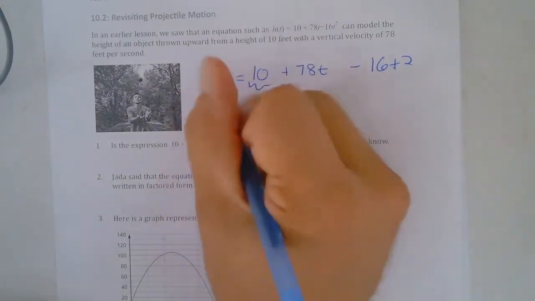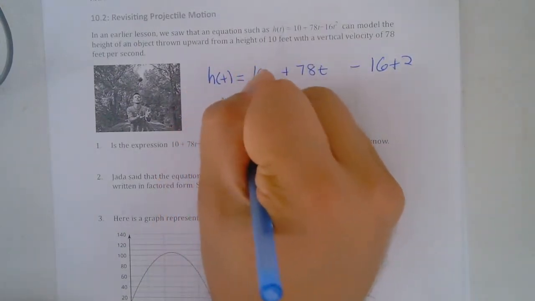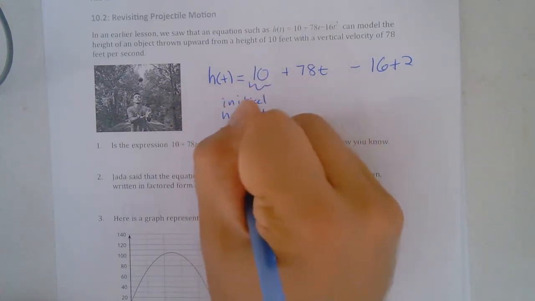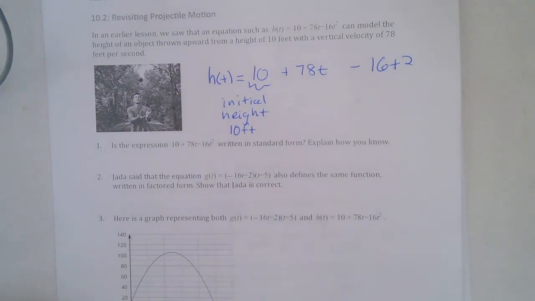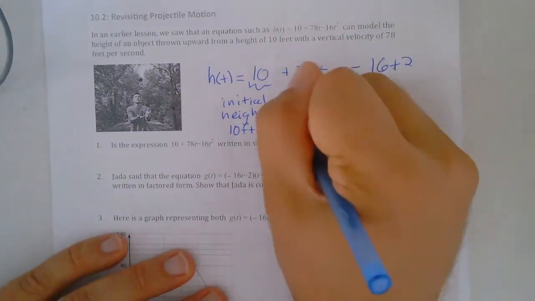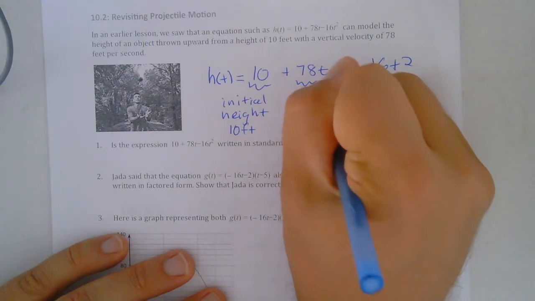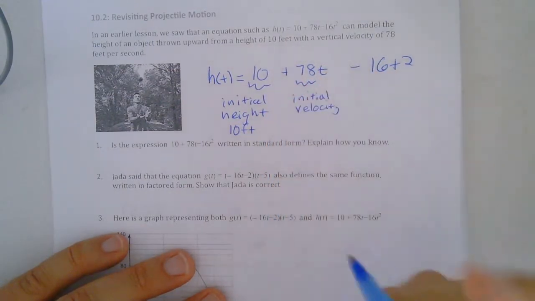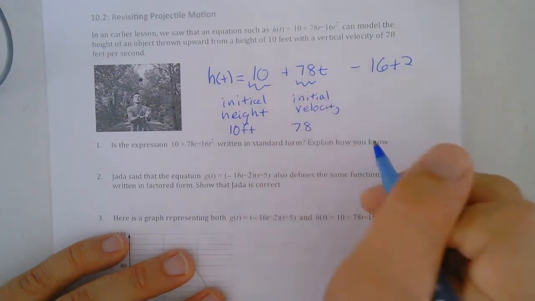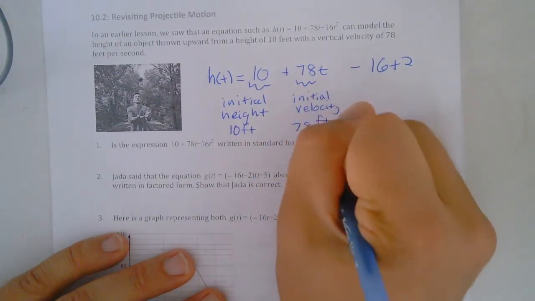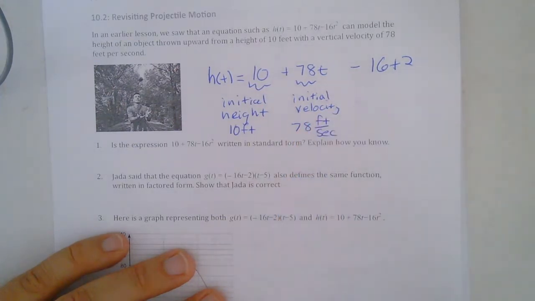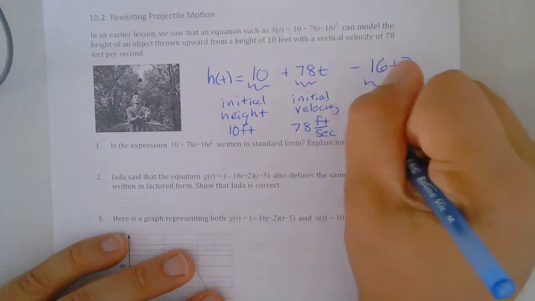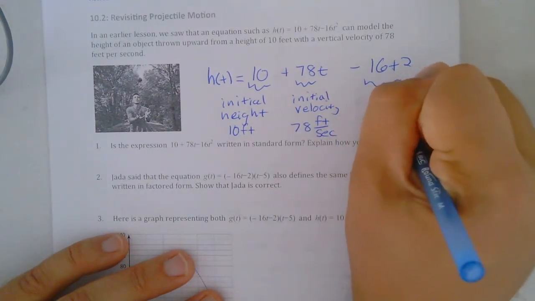So this 10 is our initial height. And again, that initial height is 10 feet. This 78 is our initial velocity, which again is 78 feet per second. So you can put feet over seconds. That means 78 feet per second. And that negative 16t squared is the effect of gravity.